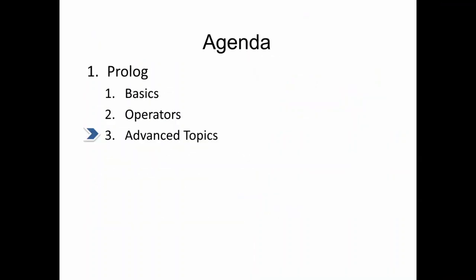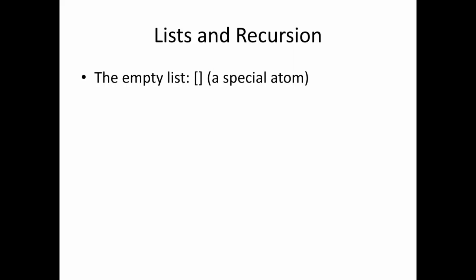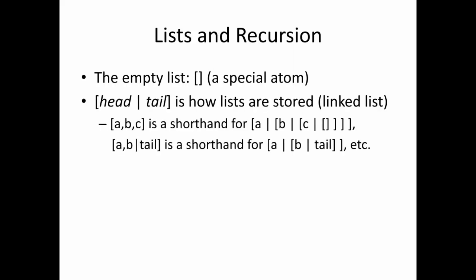Let's talk about some advanced topics. The first is list. So the empty list is just open and close brackets. And a general list is defined as head, bar, tail. So if you have a list A, B, C, this is shorthand for A bar tail, where the tail is B bar tail, where the tail is C bar tail, and the tail is an empty list. And you can also do A, B bar tail, or A bar tail, and so on and so forth.